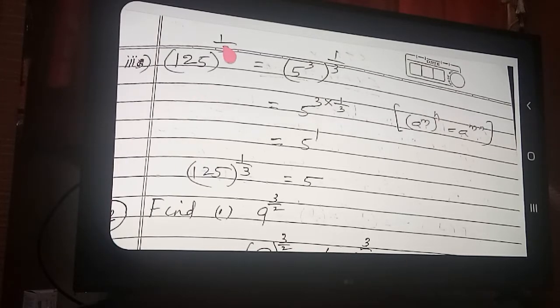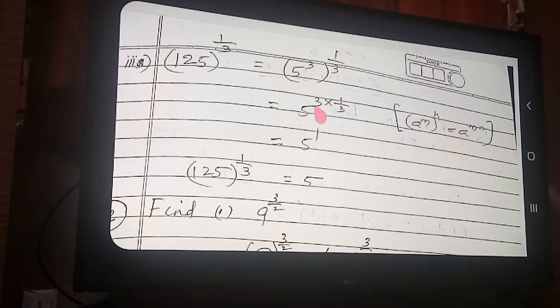So, what is the index here? 1 by 3. The denominator, how much came? 3. So, you should write 125 as the third power of some number. The third power of which number is 125? So, 5 cube. 5 cube, the whole raised to 1 by 3.